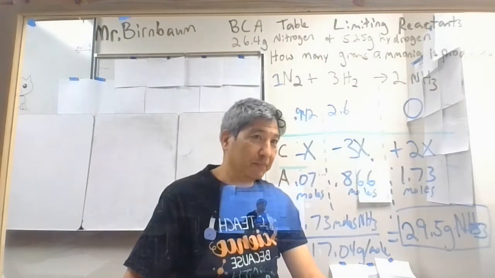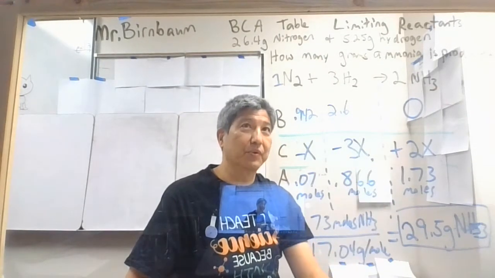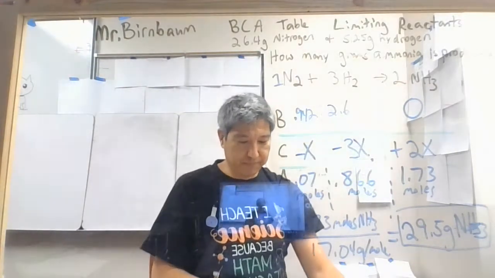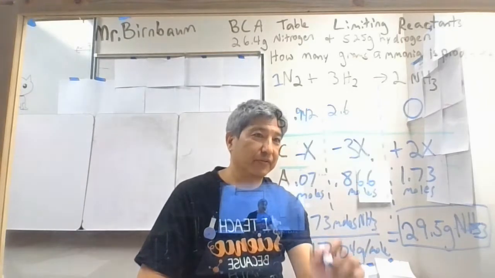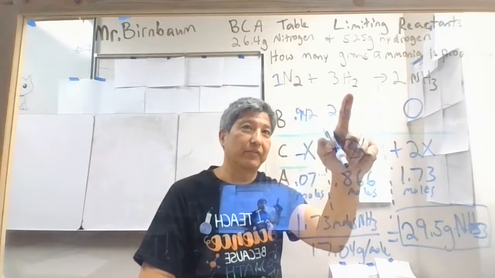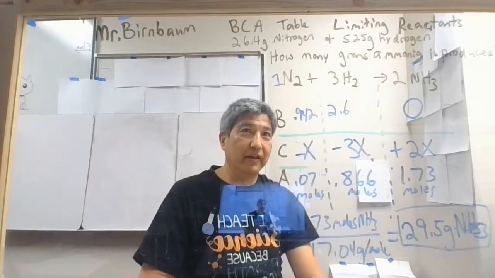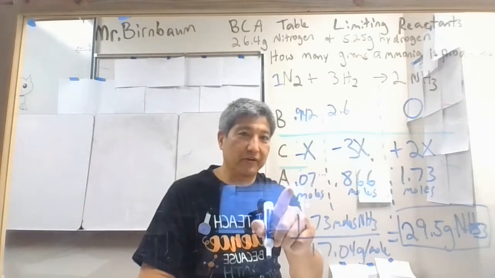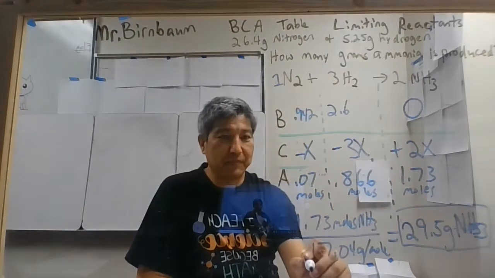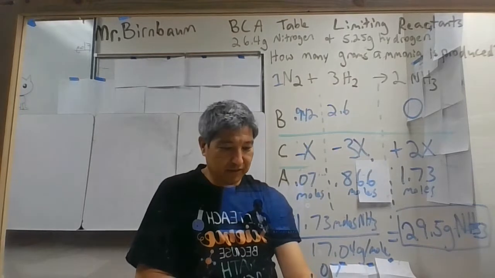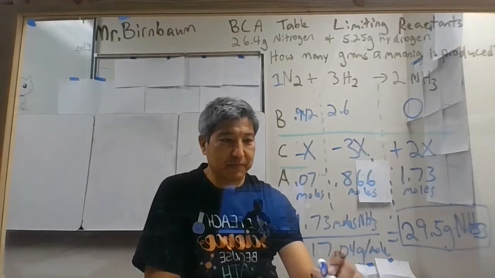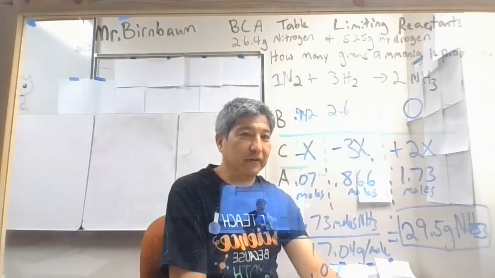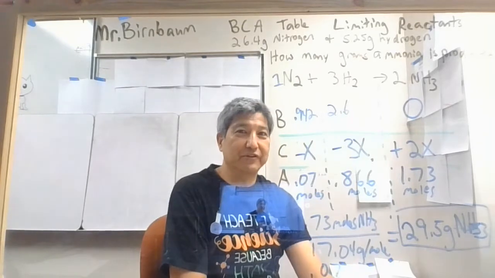Now if we wanted to figure out which one of these we're going to run out of first, we can take a look at these. If we look at these ratios, we need to have 3 times more H2 than N2. So let's take our number of moles of N2, 0.07, and then let's just times it by 3. We have 0.21. So we would need 0.21 moles of H2.